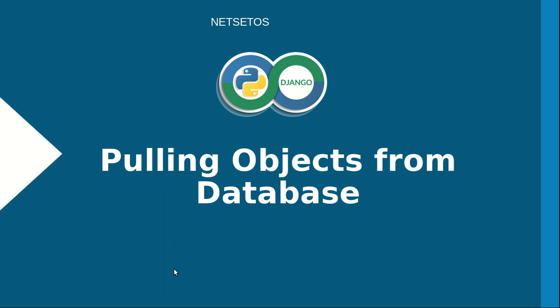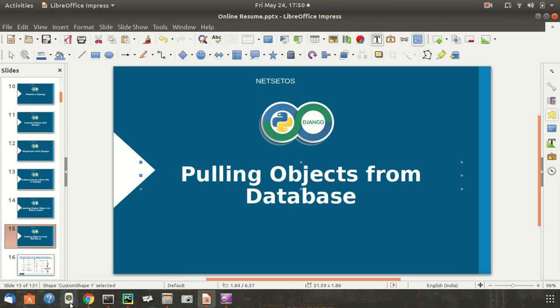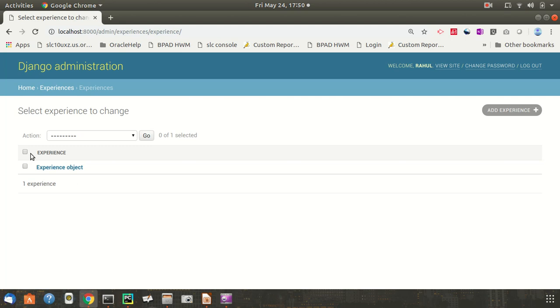In this video, we will be pulling objects from the database. Now, if we go to our Chrome, we have this experience object saved inside of our database. The next step for us in this project is to take out all the objects that are inside the database and get them to show up on the website to the end user.